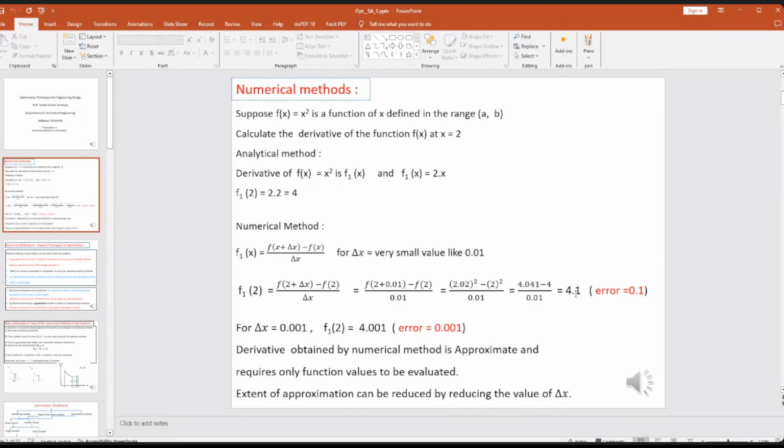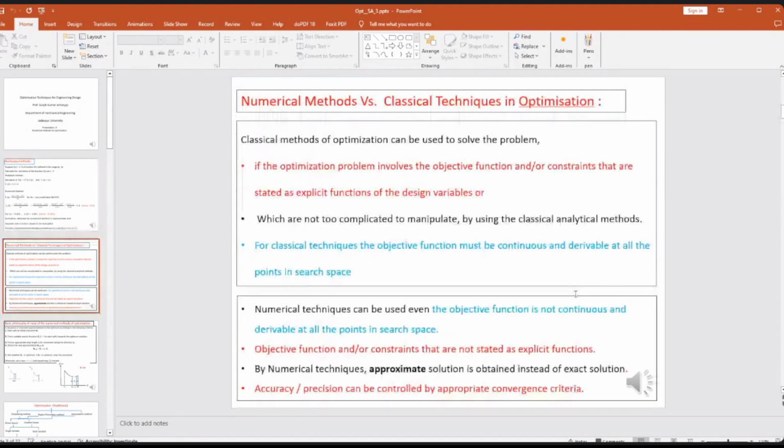And in engineering problems, we require a solution with a certain accuracy. The problem need not require a 100% perfect solution where there will be no error at all. Instead, if a solution is obtained with the desired accuracy, that will be applied. This is the general approach. So here I have discussed some points. You will go through the comparison between classical techniques and numerical methods.